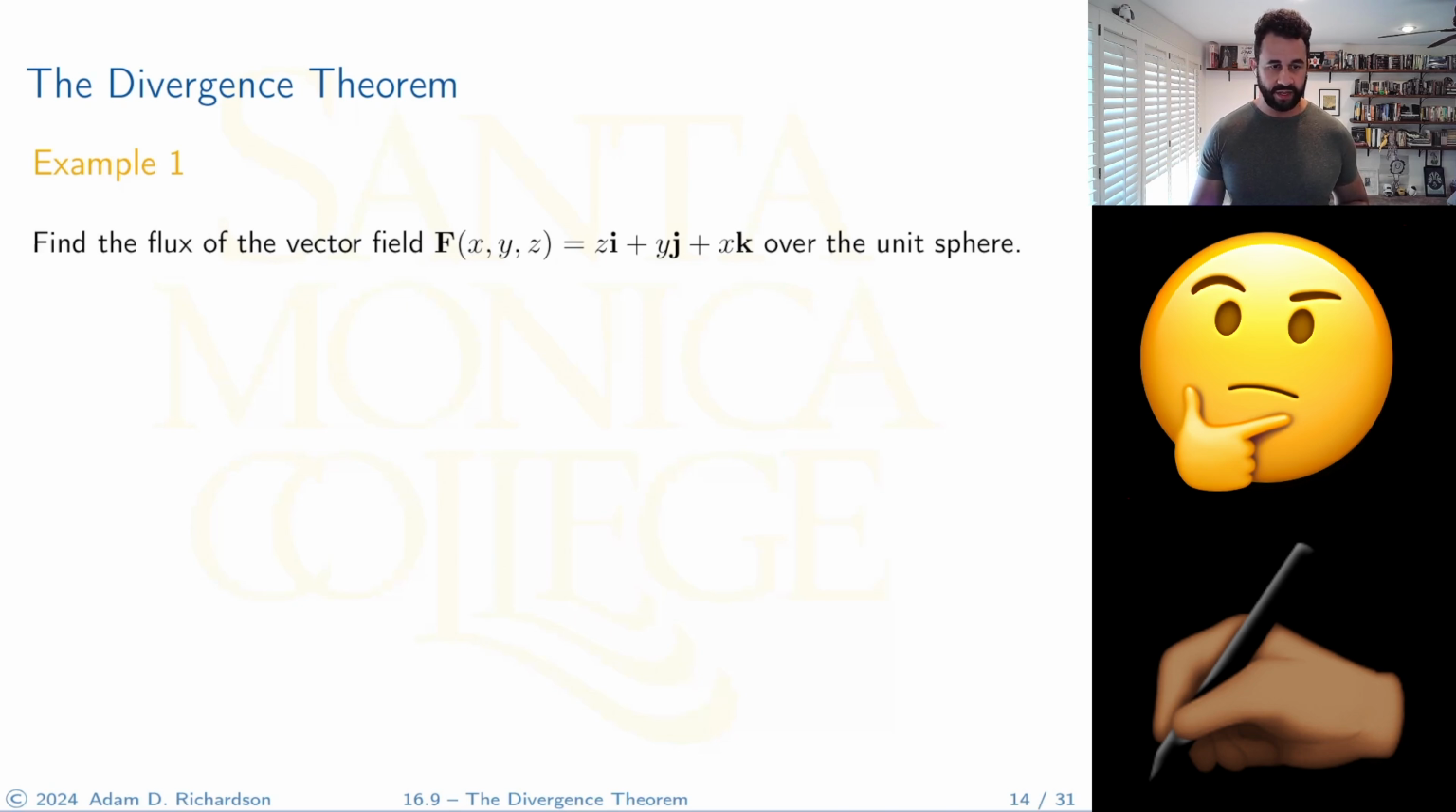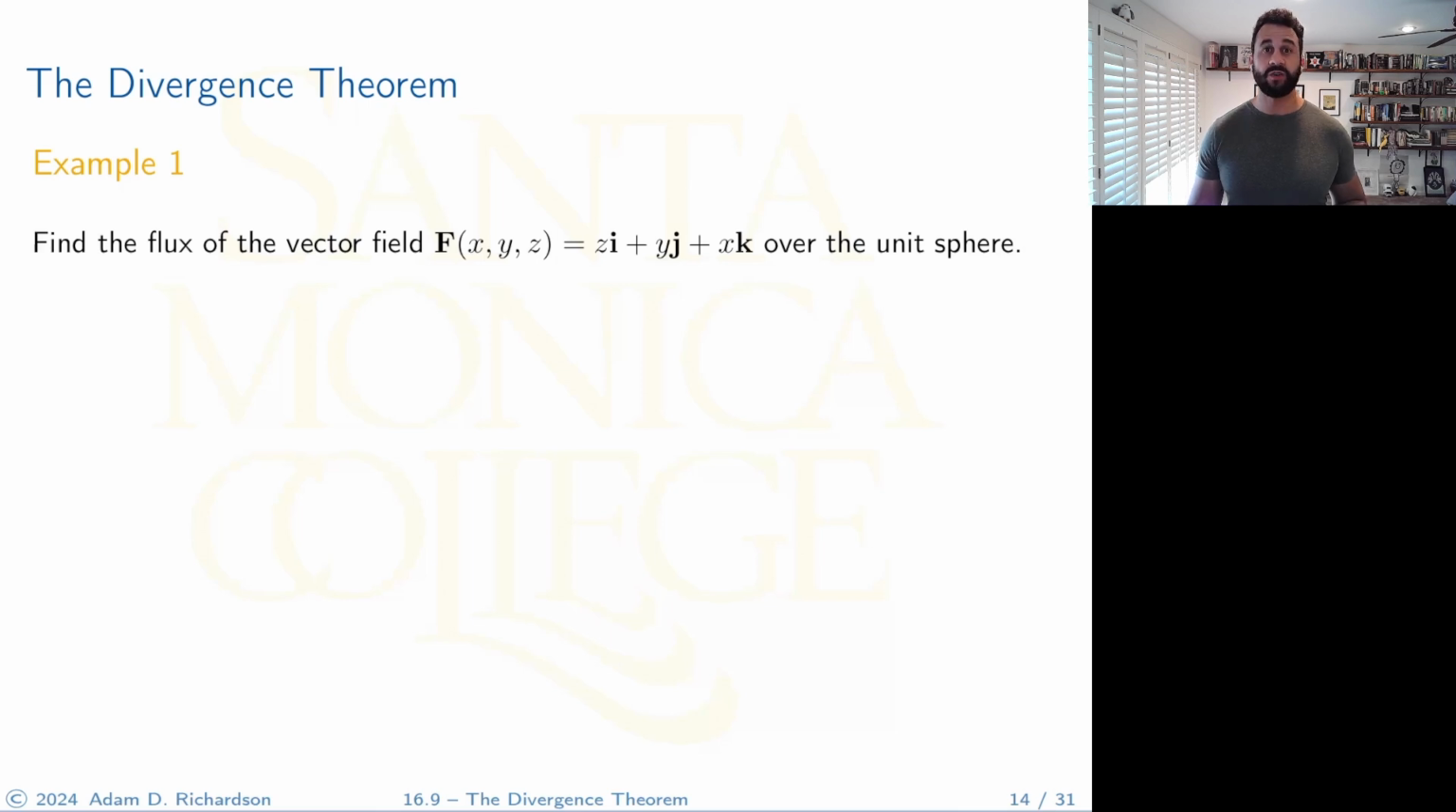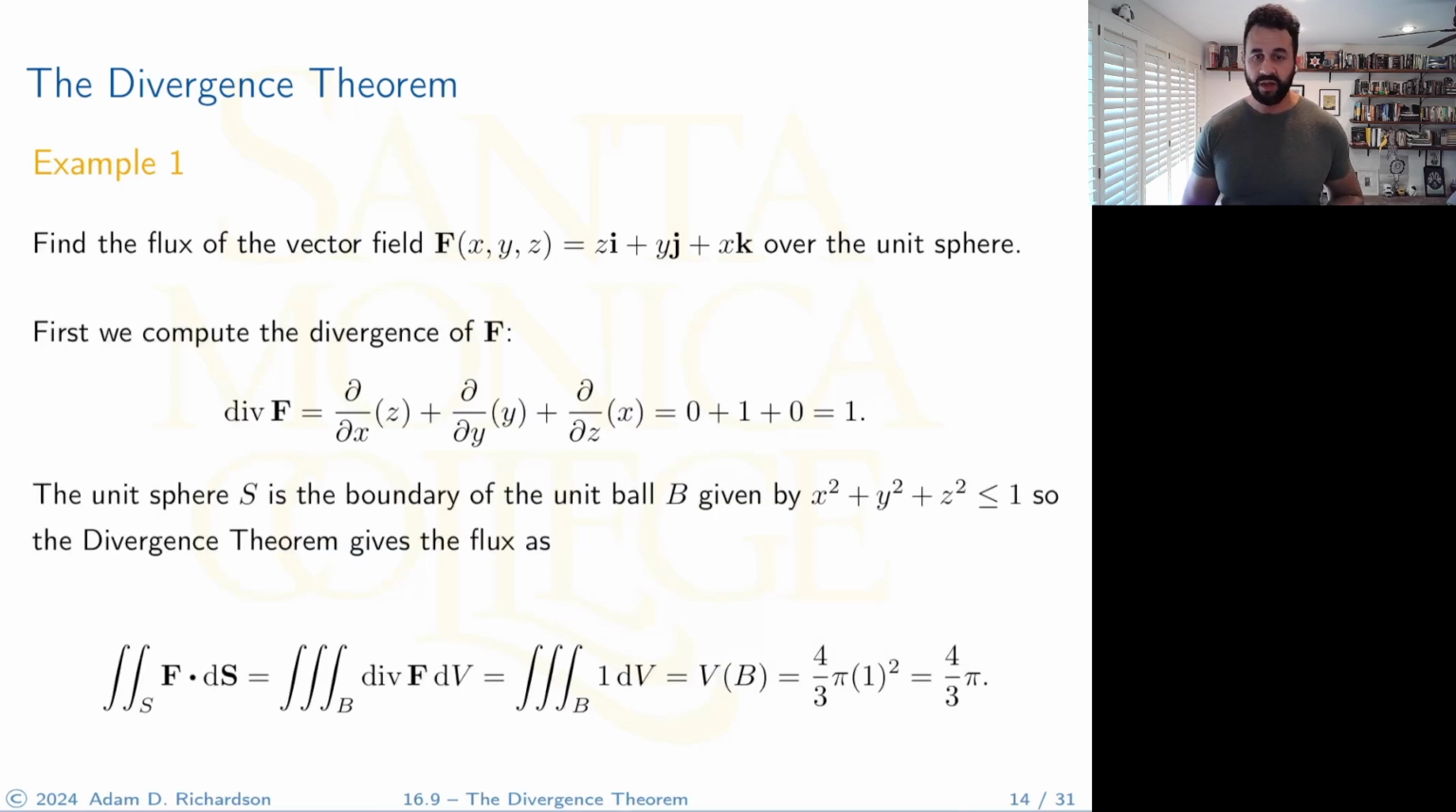All right, okay, and now let's work on it together. So first we have to compute the divergence of F. In this case, it happens to be super nice and super easy. Remember, the divergence is just the sum of all those first partials, right? Differentiating this with respect to x gives you 0. This will give you 1. This will give you 0 again. So the divergence in this case is just 1.